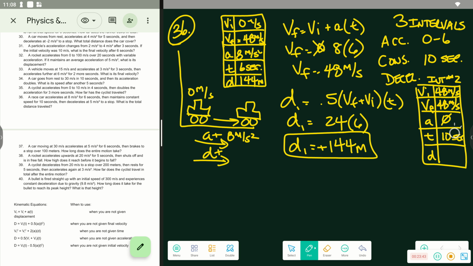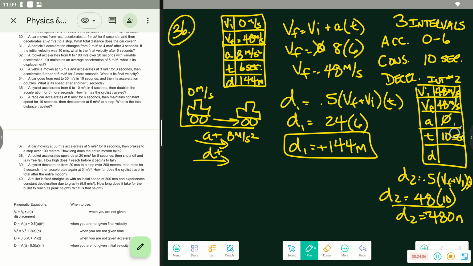Now you do the same thing. D2 equals 0.5 times VF plus VI times T. 48 plus 48 is 96, but you already know it's going to be 48 times 10. So D2 is 480 meters, positive. That's your displacement for D2.